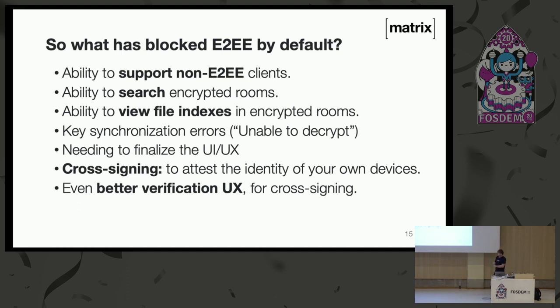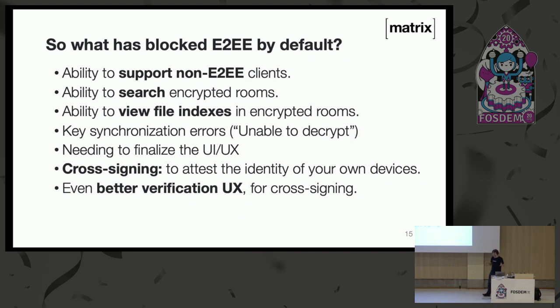We need to support non-E2E clients. We do not want every random hacker who's written a Matrix client or bot to be left out in the cold because they can no longer get at their DMs or their private rooms because we've turned on E2E by default. We want to obviously be able to search. We want to have file indexes. Really nice to have your file panel in there to show you what's in a room. You need to finalize the UI UX.